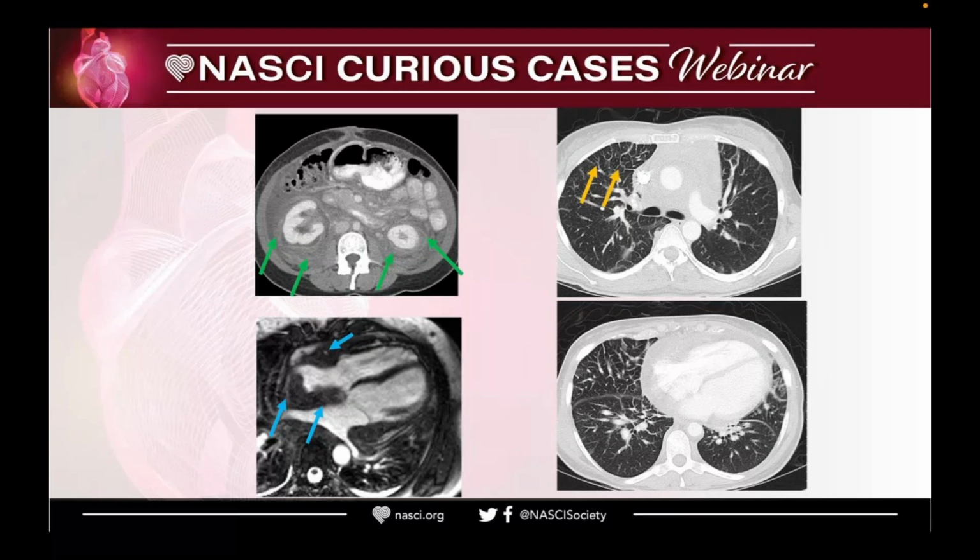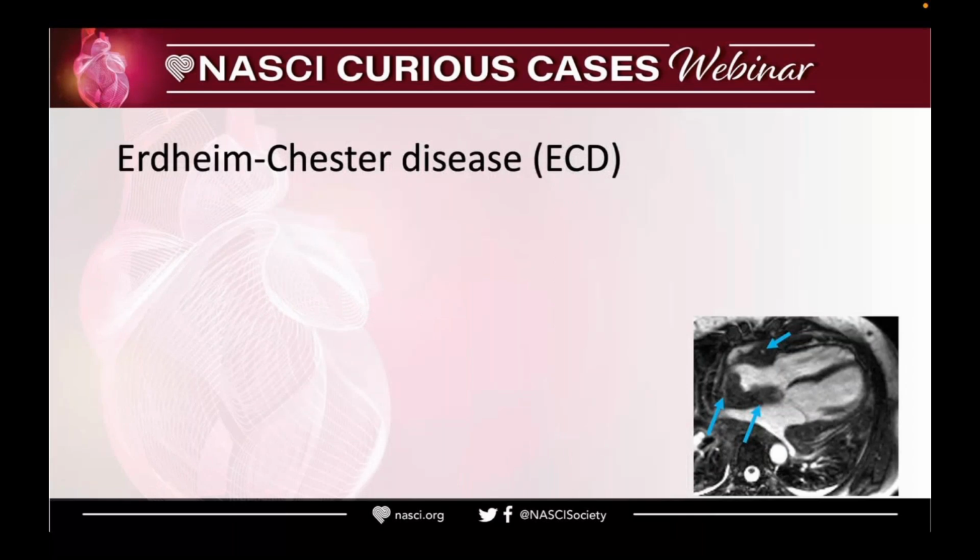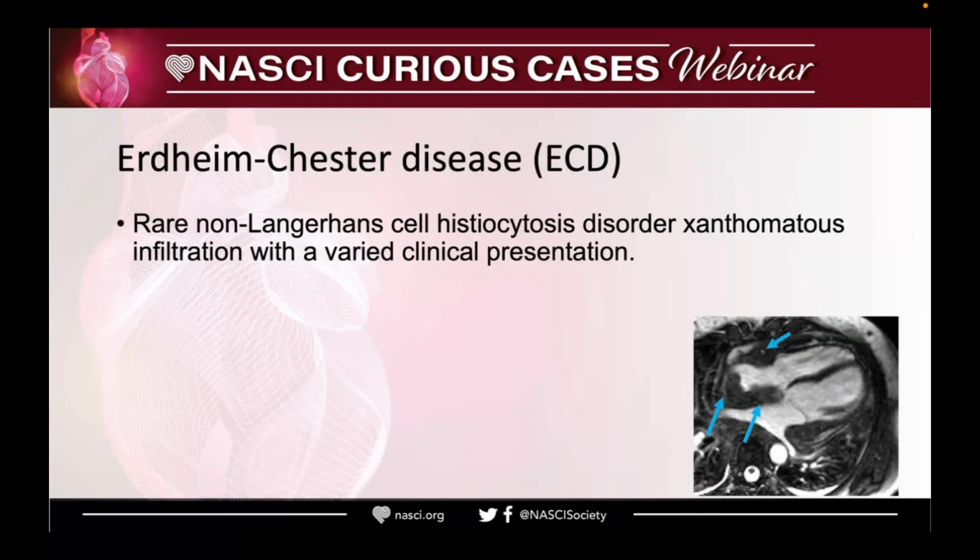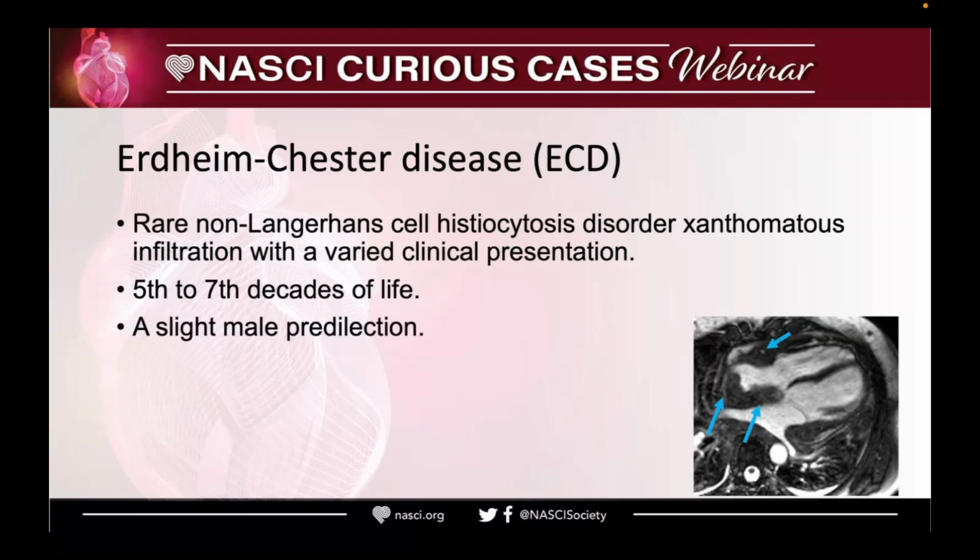And they did a biopsy of this patient, and it was Erdheim-Chester disease. It's a rare non-Langerhans cell histiocytosis disorder, characterized by xanthomatous infiltration with a varied clinical presentation. They may present with osseous disease or with abdominal disease or with cardiac disease, as in this patient. May manifest in the 5th or 7th decades of life. It's slightly more common in men.